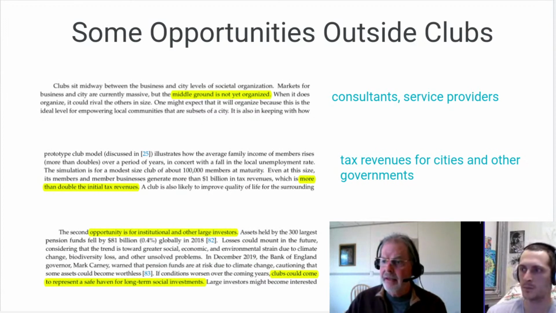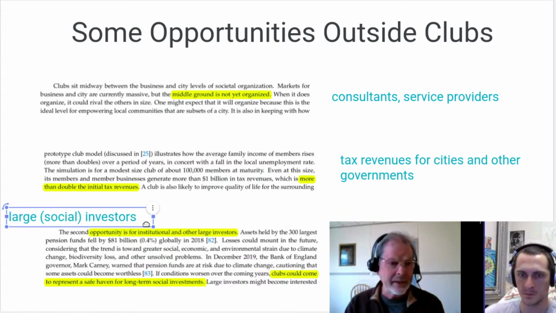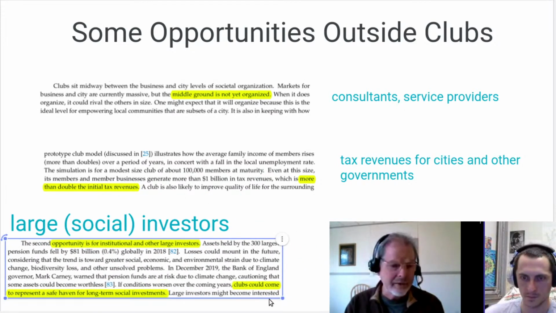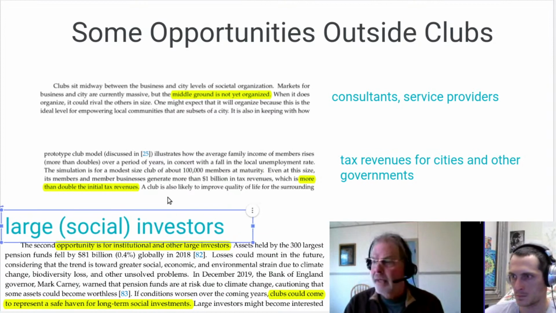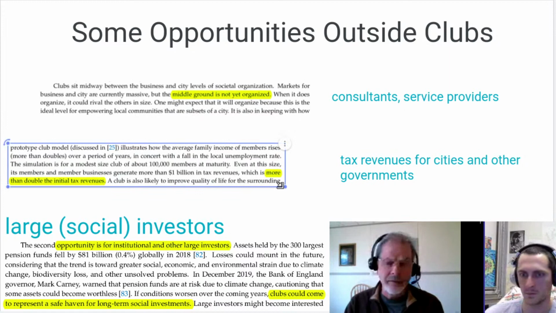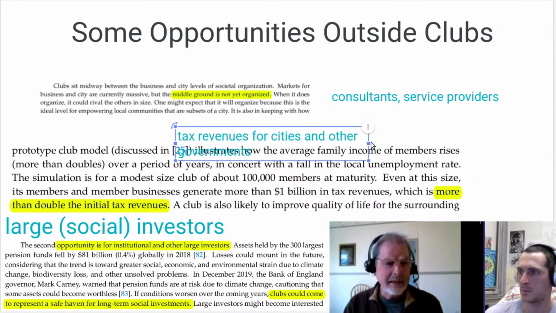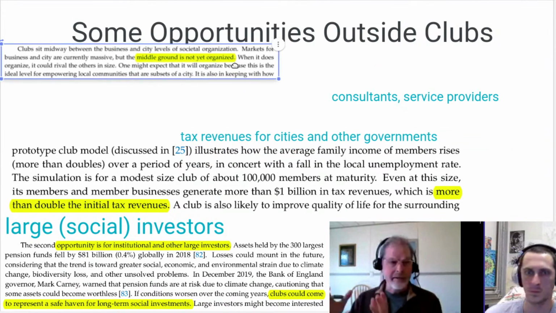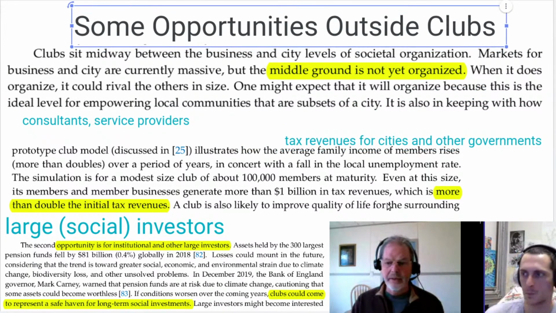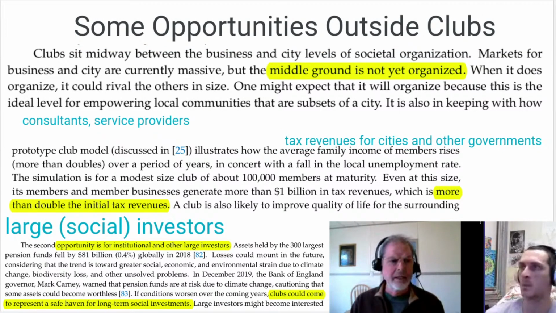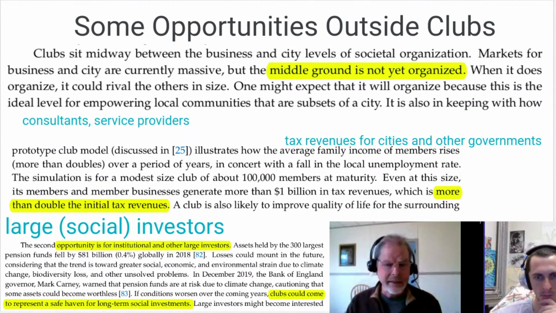Yep. So we've already talked about opportunities in clubs, which could include, for example, increased income and higher quality of life and a bunch of other material and social benefits. But there's also some opportunities that could occur for those outside clubs. And as I mentioned, clubs sit at the midway level between the family/business level and the city level. And both of those levels are already well developed, and there's an enormous amount of revenue attached to both of those levels. The middle ground is not yet organized, but as it organizes, I would imagine that revenue opportunities are similar to those at the city level and those at the family/business level.